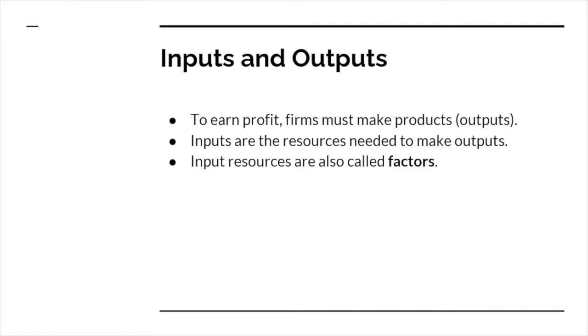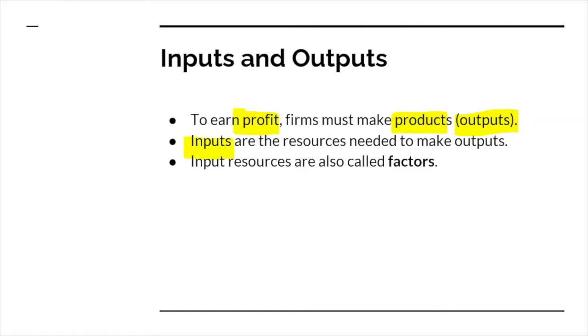So in particular, we're starting off with a relatively simple concept, the idea of inputs and outputs. Obviously, to earn a profit, firms need to make products, which we're also going to call outputs. For example, to earn a profit, what does Apple need to make? Well, Apple needs to make iPhones, iPads, Apple Pencils, whatever products they make, we're just going to call outputs. So all the iPads, MacBooks, all those things are called outputs for us.